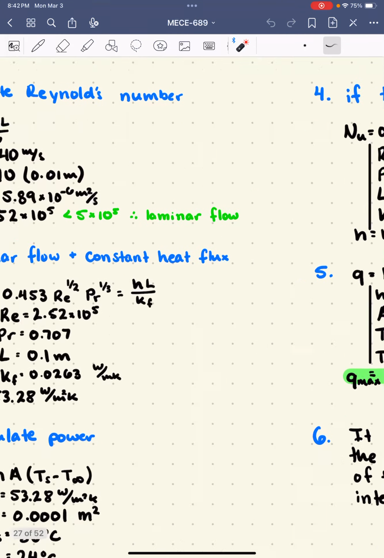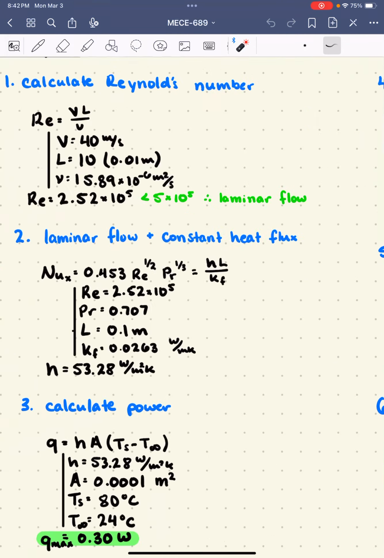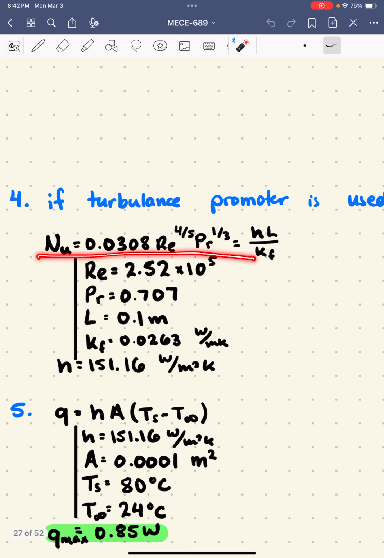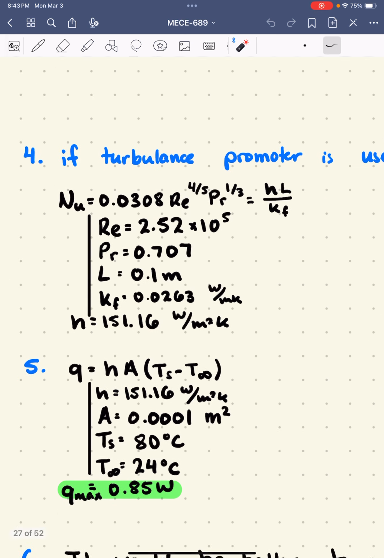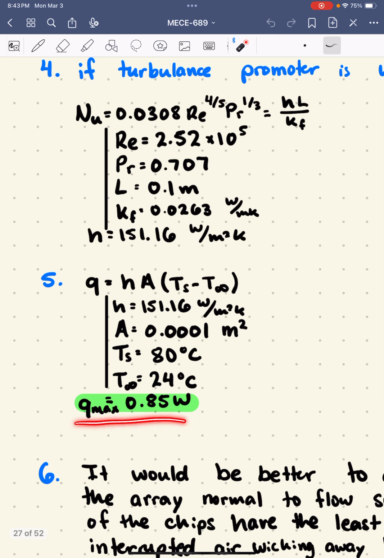then we are no longer able to use this correlation of Nusselt number. And instead, we're using this equation, which was found in the textbook, where the Nusselt number is equal to 0.0308 Reynolds number to the power of 4/5 times Prandtl number to the power of 1/3. And we follow the same steps. So we get H is equal to 151.16. And that is a Qmax of 0.85 watts.